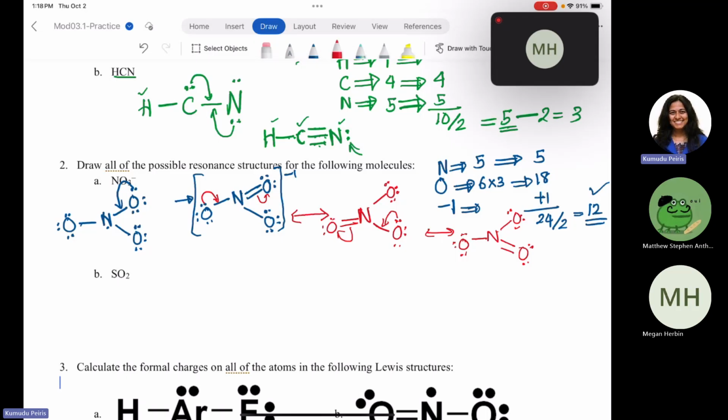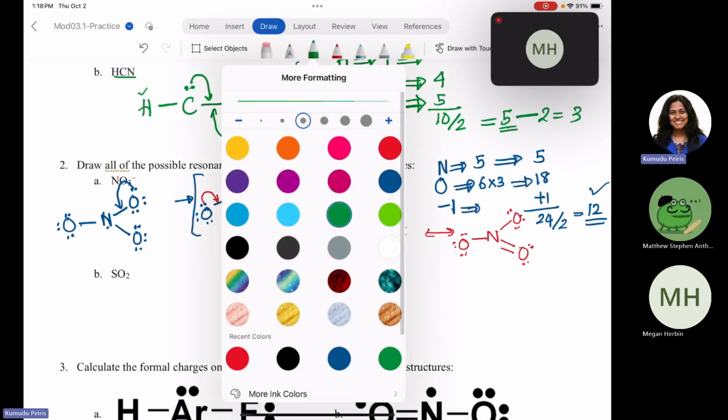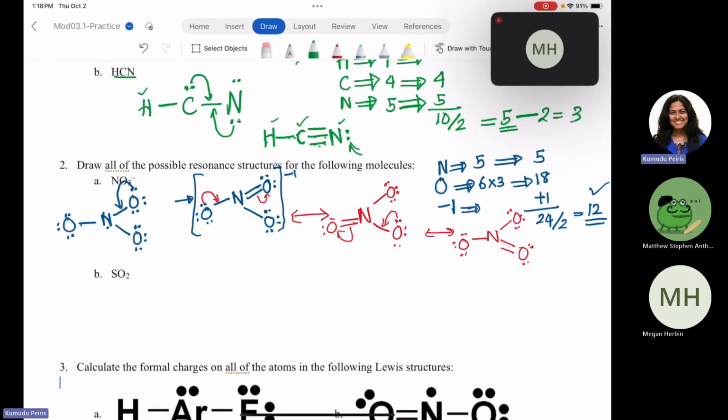Next one, the sulfate. Okay, let me choose another color. Right. So sulfur dioxide. It has S, so 6 valence electrons, 2 oxygens, 6 times 2. So altogether, I'll have 18 valence electrons. I divide by 2 to get the number of electron pairs as 9. So what is the most electropositive atom? Yes, the sulfur. So I connect now 2 oxygens.